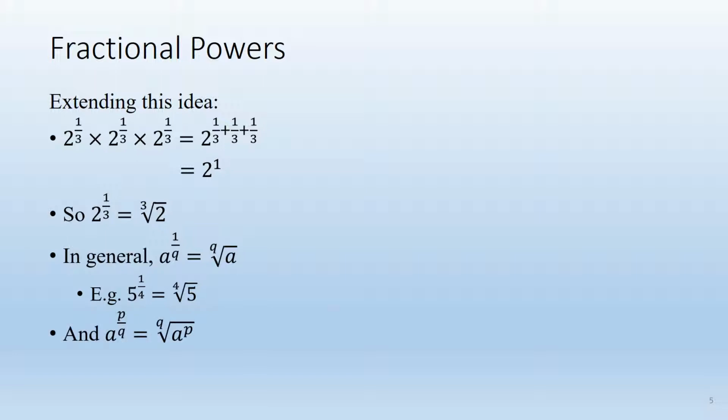We can have a fractional power with a numerator and a denominator. So a to the power of p over q is our fractional power there, and it is the qth root of a to the power of p. So for example, 7 to the 2/5 is equal to the 5th root of 7 squared.